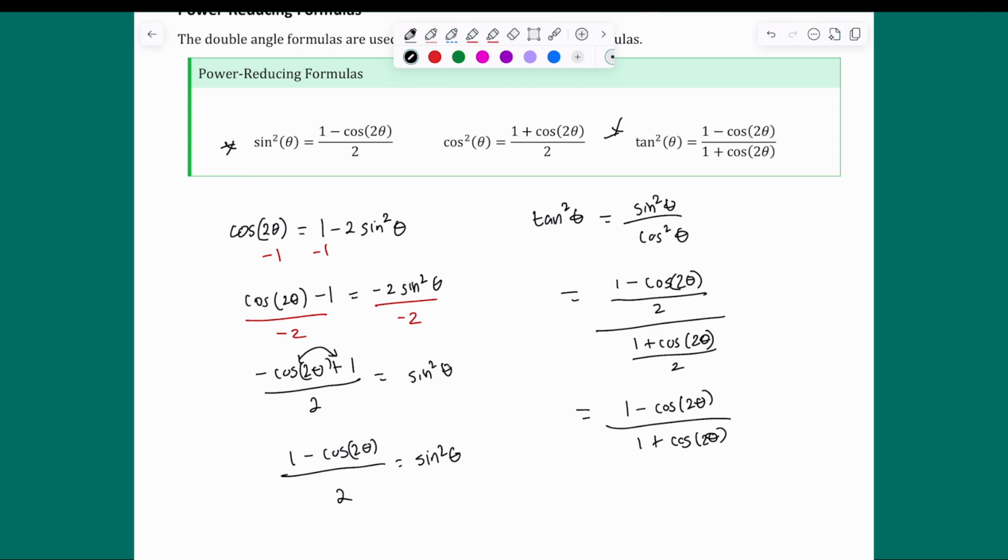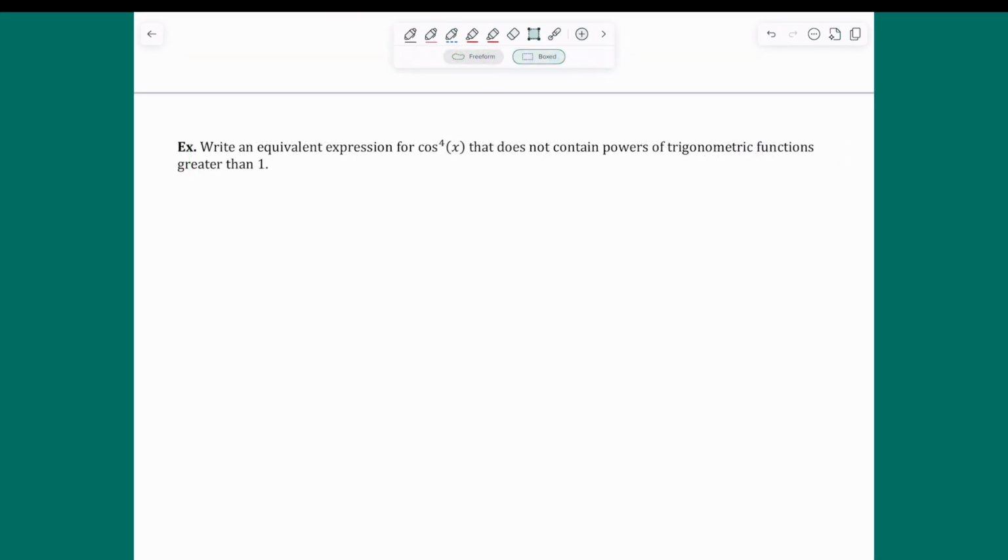All right, so write an equivalent expression for cosine of x raised to the 4th power that does not contain powers of trigonometric functions greater than 1. So to do this, we're going to use the power reducing formulas. So cosine of x raised to the 4th power can be rewritten as cosine raised to the 2nd power, and then that being raised to the 2nd power.